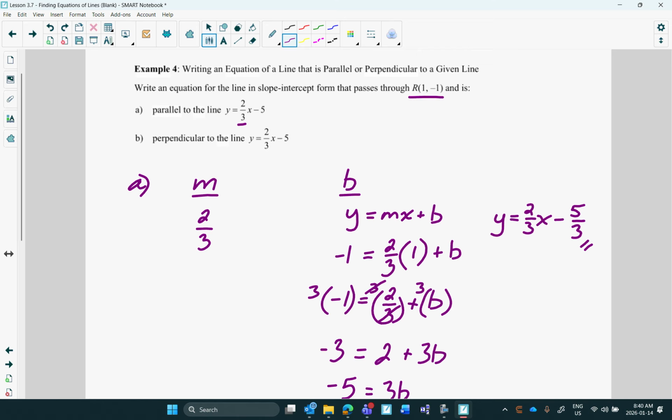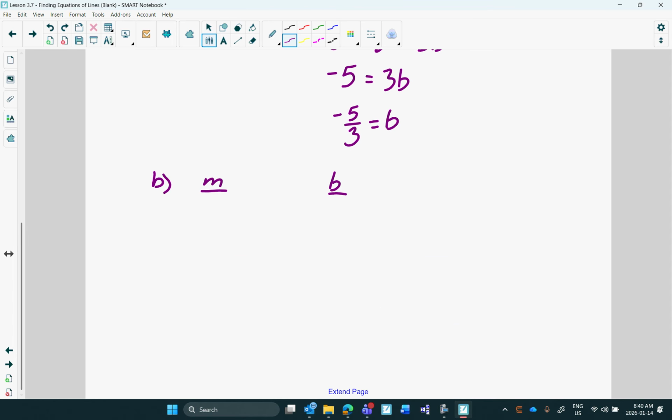2/3. What's the slope of a perpendicular line? Switch and switch the sign. -3/2. And now we find b again using algebra. We still use -1 for y, but this time it's -3/2 for the slope times 1 for x plus b.